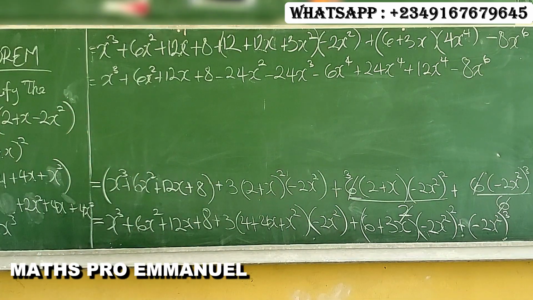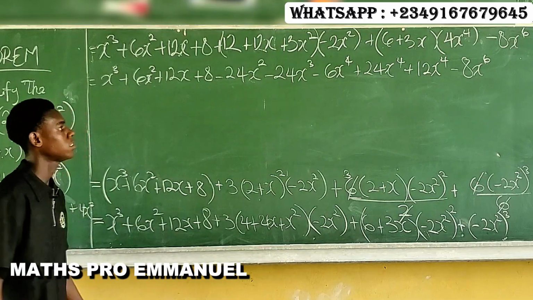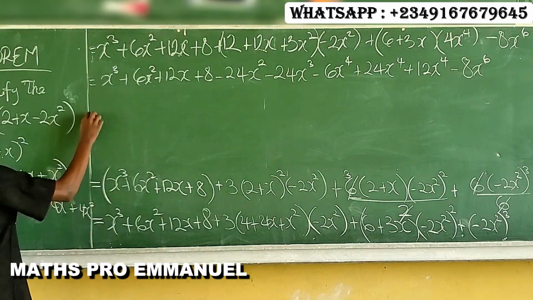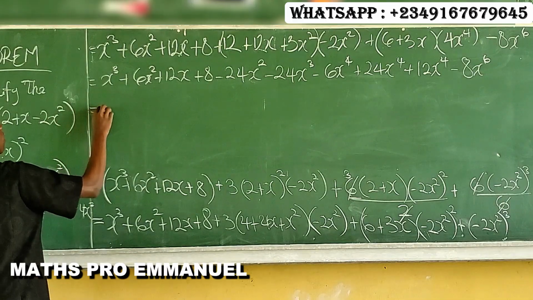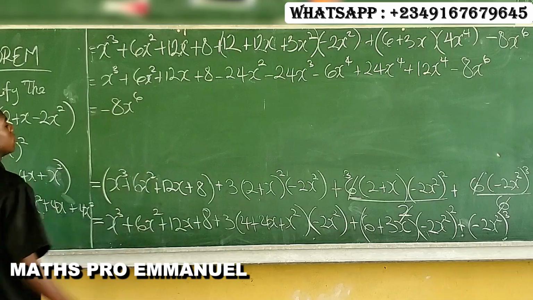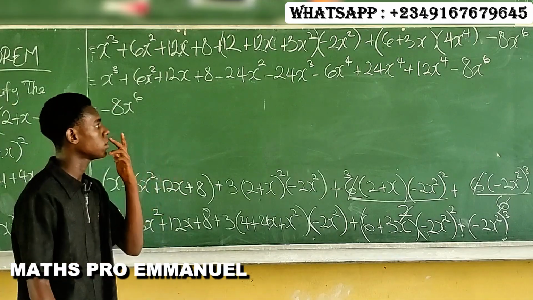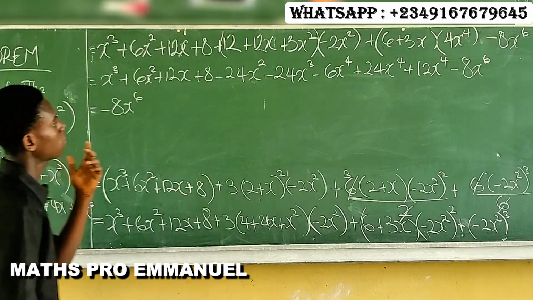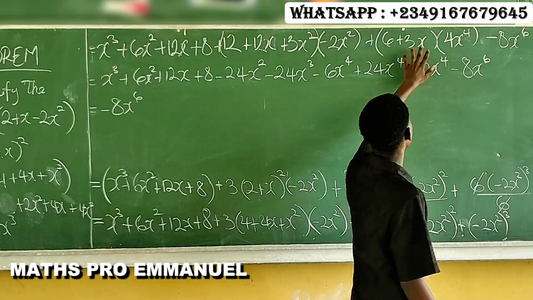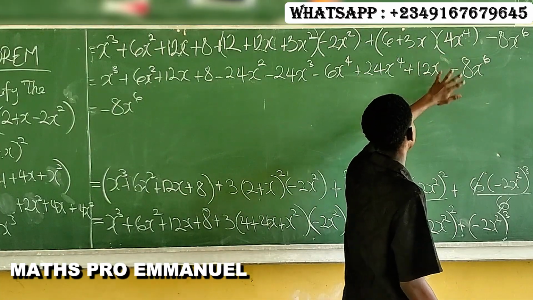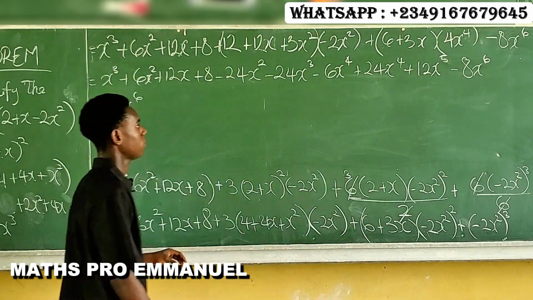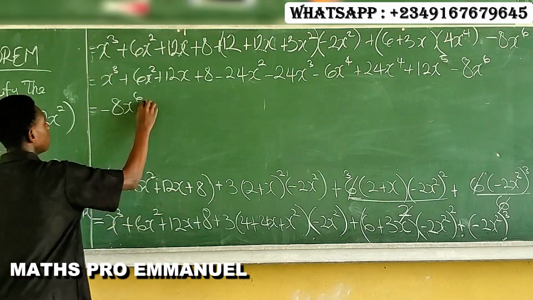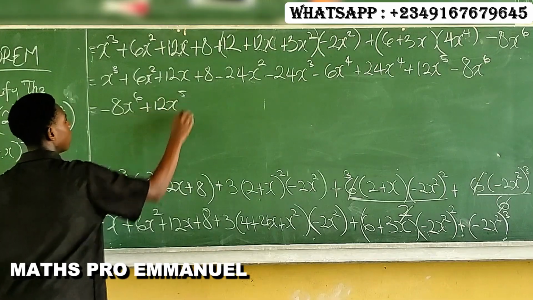Now I'm going to combine the like terms. All the ones with the same index, I'm going to combine them. Let me bring the higher index first. So I'll have minus 8x raised to the power of 6. Now the next one is all the ones with x raised to the power of 5. Let me check this. I multiply this by this. This is supposed to be raised to the power of 5. That is 12x raised to the power of 5. So the next one is plus 12x raised to the power of 5.